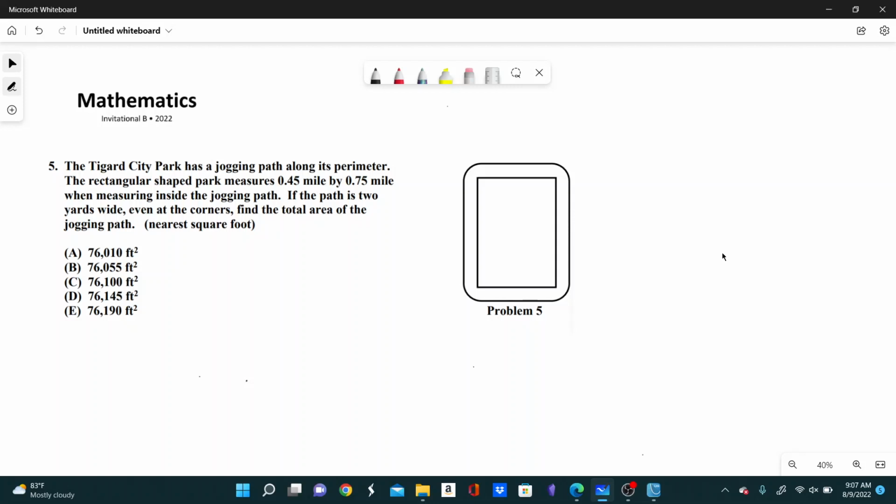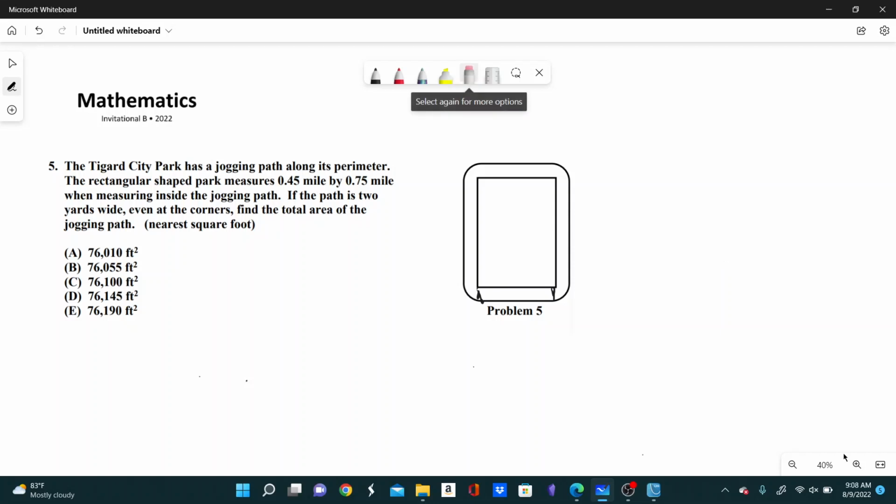Alright, so what we can do here is find the area of each of these, just find the area with parts. So it says that this part right here is 0.45 miles. This is 0.75 miles. I'm actually going to convert these to yards because it says that the path is 2 yards across or 2 yards wide, just for the sake of keeping all the units the same.